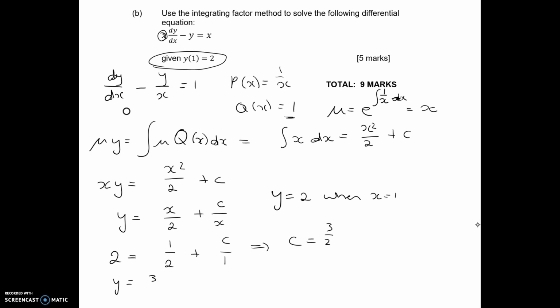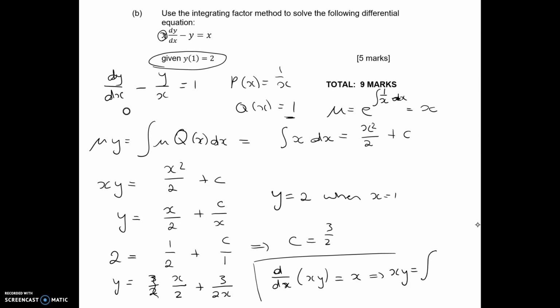is equal to x over 2 plus c over x, so 3 over 2x. Now we could have recognized a little bit earlier that the left-hand side is the derivative of xy, so we would have then had the derivative of xy as being x. So then we could say, and it just is the same thing, that xy is the integral of x dx, and it would have led us into exactly the same place.